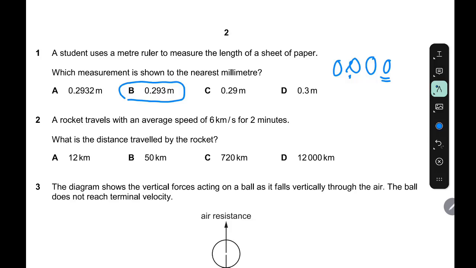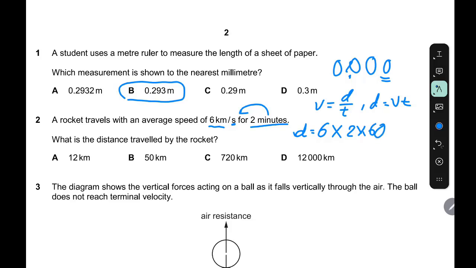A rocket travels with an average speed of 6 kilometers per second for 2 minutes. What is the distance traveled by the rocket? We know that speed equals distance over time, so distance equals speed times time, which is 6 times 2. The speed is in kilometers per second, but the time is in minutes, so we need to convert minutes to seconds. Times 60 gives you 720 kilometers.